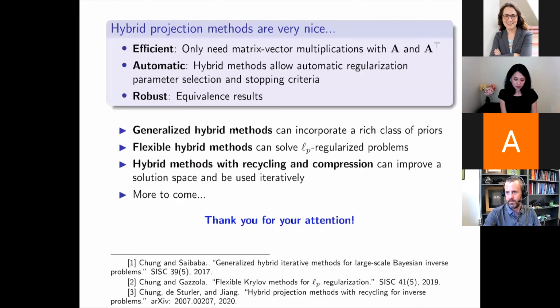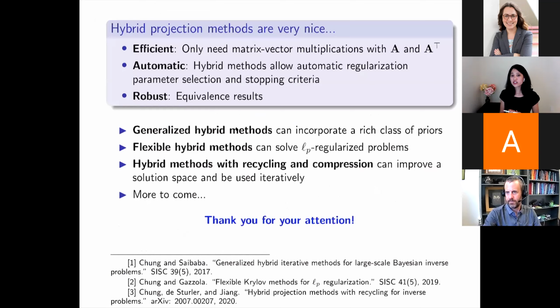Okay, so let me quickly just summarize. So I talked a lot about these hybrid projection methods. They're nice because they're efficient in the sense that you only need matrix vector multiplications with A and A transpose. You can actually develop Arnoldi type methods where you really just need matrix vector multiplications with A, but then you need a square system to do that.